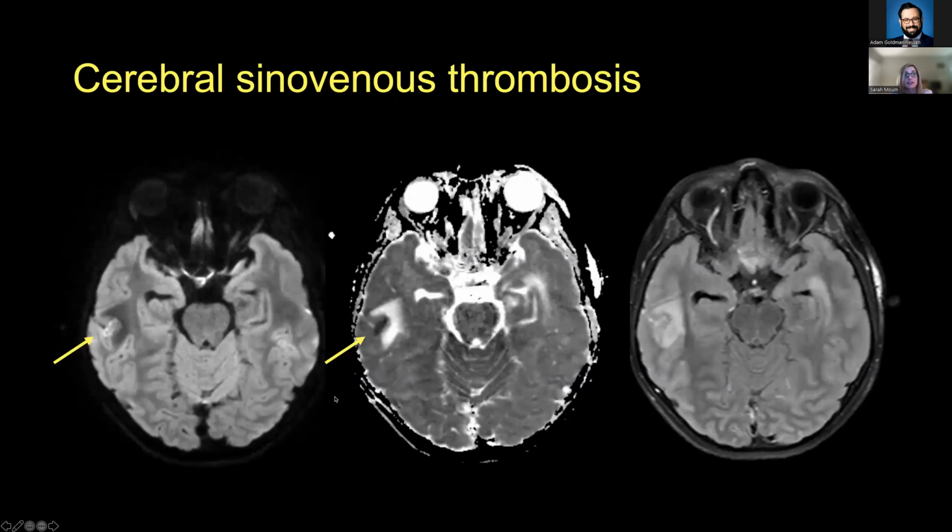Venous infarct related to cerebral sinovenous thrombosis, as shown here, may be secondary to hypercoagulability or dehydration, which was the ultimate cause in this patient.